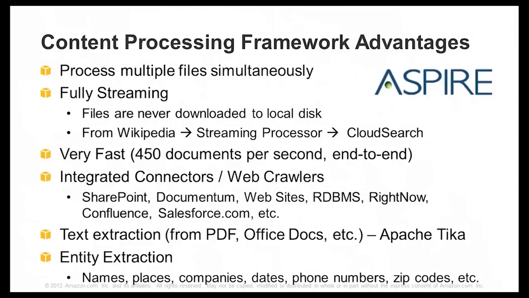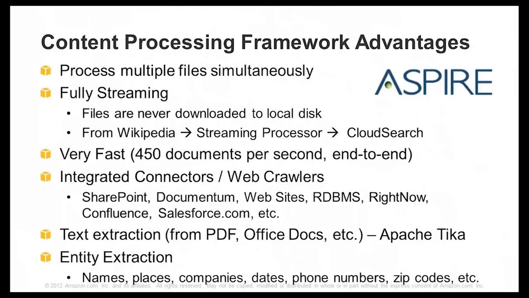Some advantages of this content processing framework over, say, a Perl script or some other more ad hoc approach is we can process multiple files simultaneously. Everything is fully streaming, so we never actually download the data to local disk. We just stream it straight from Wikipedia through a streaming processor and straight out to CloudSearch. So that's kind of cool. And it's fast. I was really surprised.